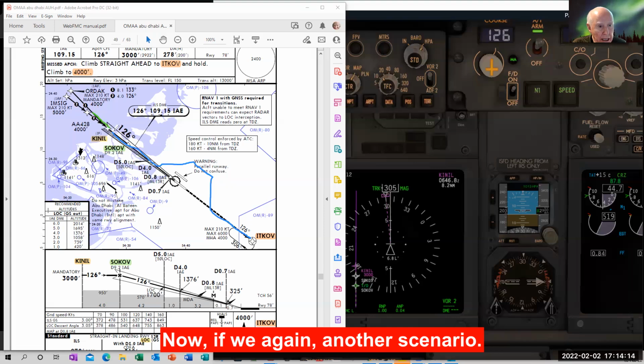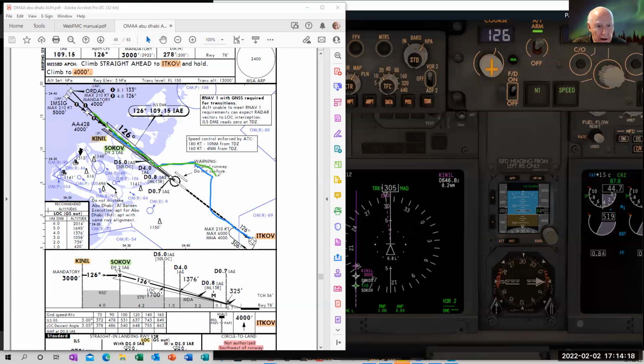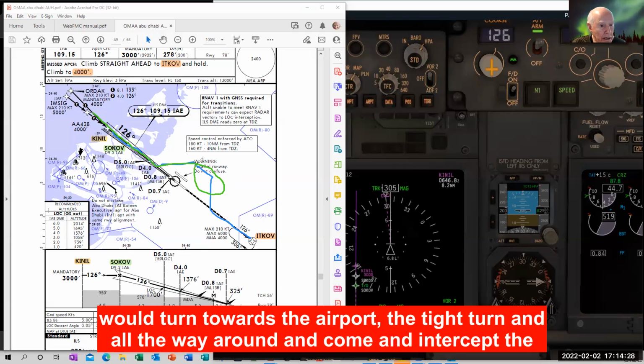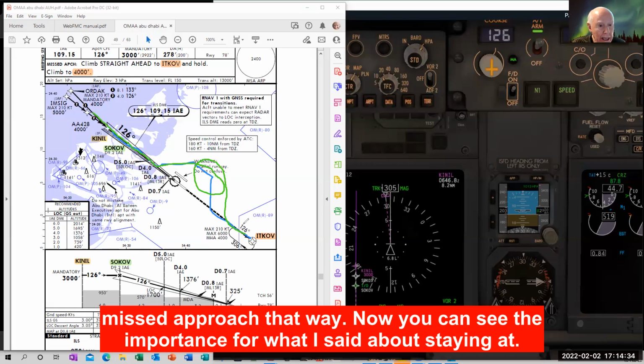Now, again, another scenario: if we got to this point and we started our base leg turn and we had to go around on base leg, you would turn towards the airport, a tight turn, all the way around and come and intercept the missed approach that way.